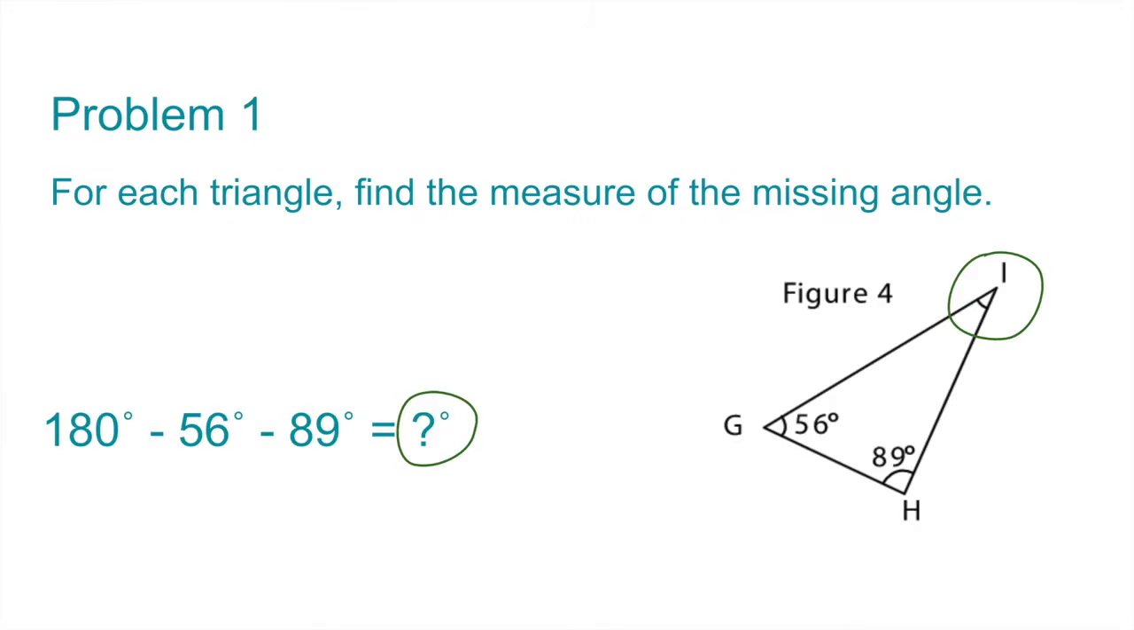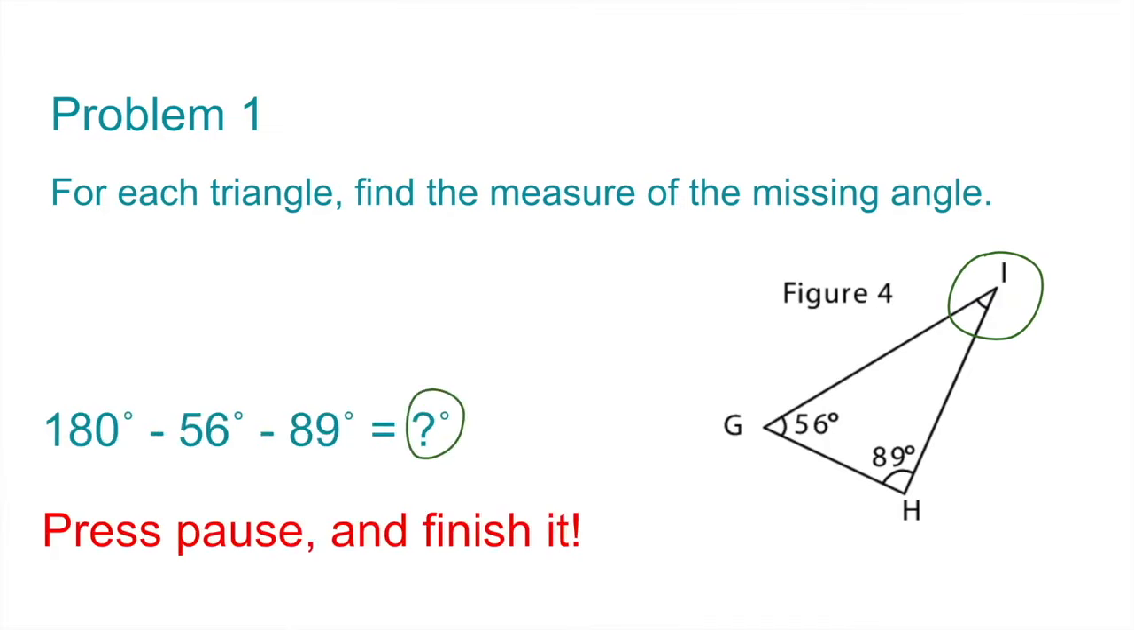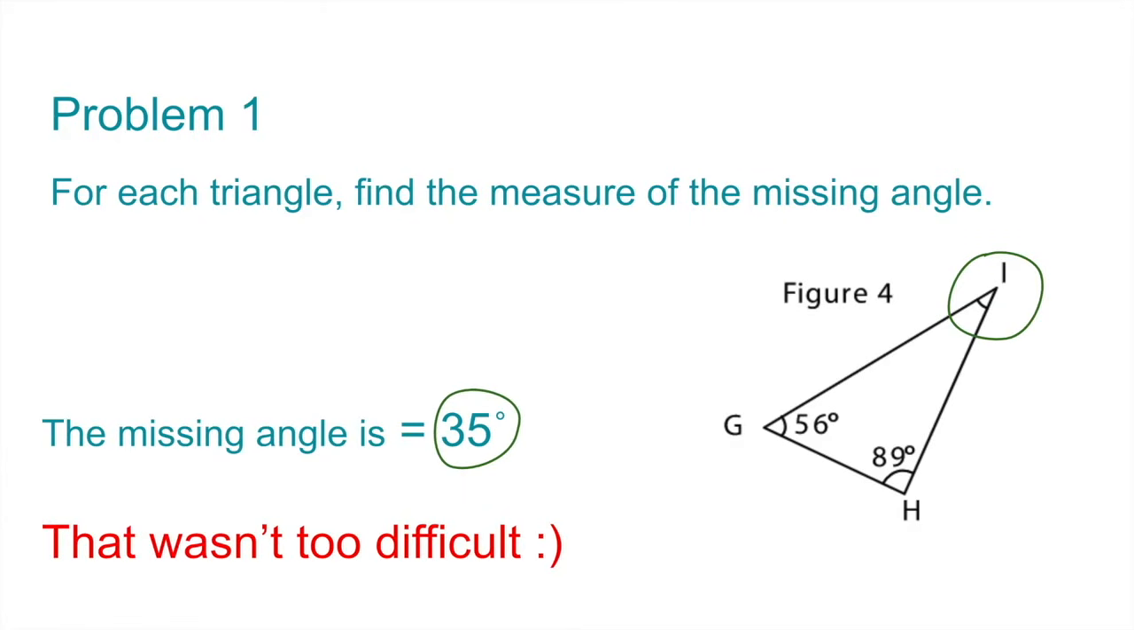The missing measure for Figure 4 is angle I. I'll leave this for you to finish. Press pause and finish it. The missing angle is 35 degrees. That wasn't too difficult.